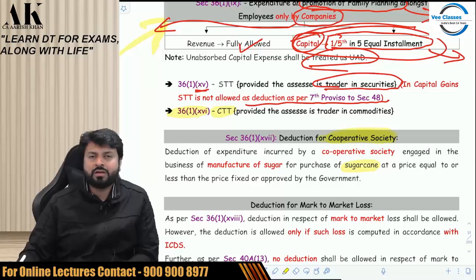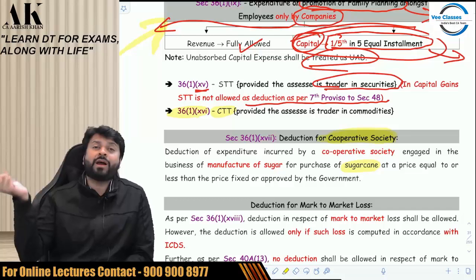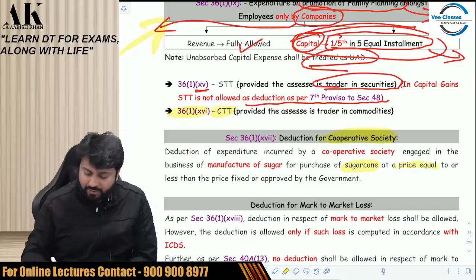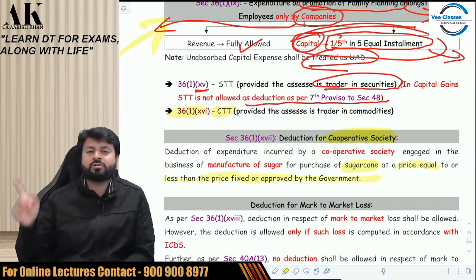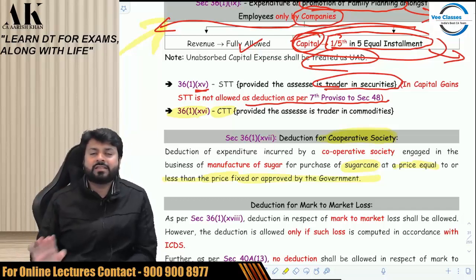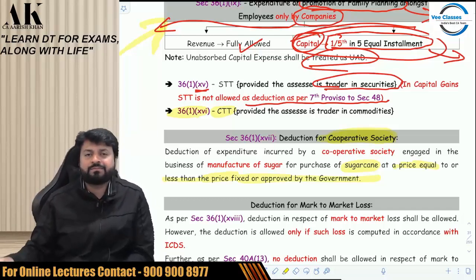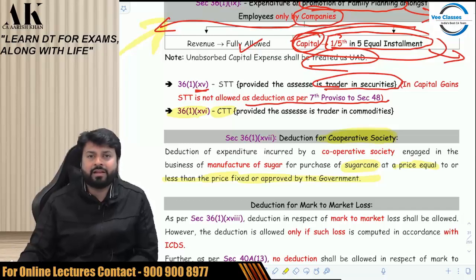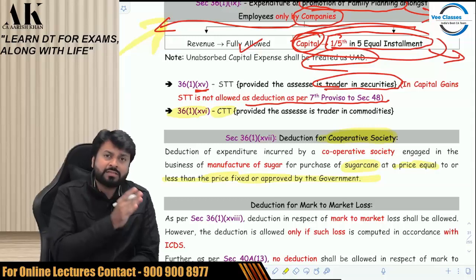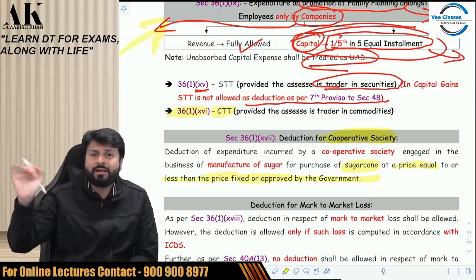So to manufacture sugar, you obviously want sugarcane. And this deduction is exclusively for cooperative society. If a cooperative society for manufacture of sugar buys sugarcane, then they have to buy at a price equal to or less than the price fixed or approved by the government. They should not buy at more than the price which is approved by the government. This is to stop black marketing of sugarcane. So the government will fix a price. So you have to purchase at that price or lesser than that. Don't buy at more than that from the black market.